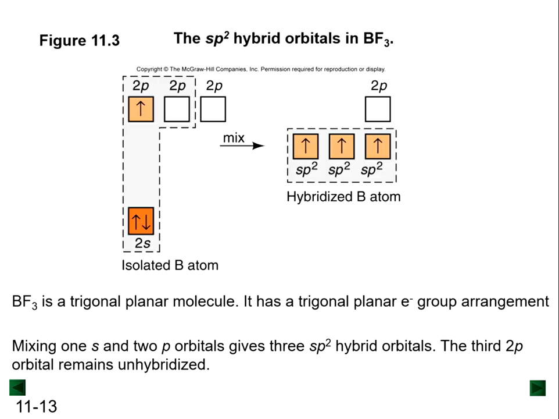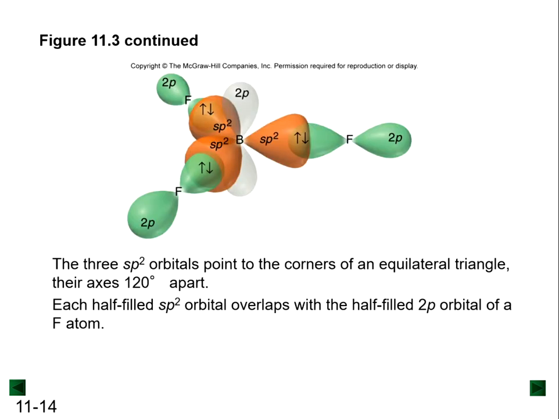So we take our boron central atom. Our boron central atom has a 2s2 2p1 electron configuration. Here we need to have 1 of the s and 2 of the p's. We pull those together to form 3 sp2 hybridized orbitals on the boron atom. Each one will have 1 electron in it, and then each one of those electrons will interact with the fluorine half-filled 2p orbital to form a sigma bond. We can see that here.